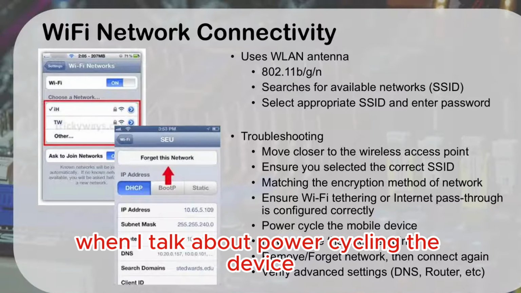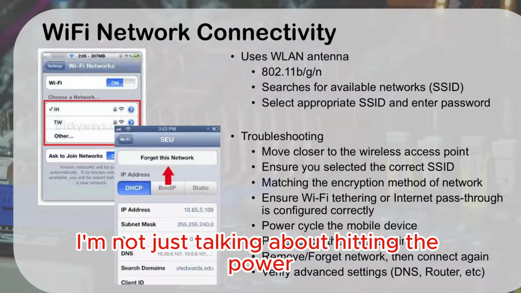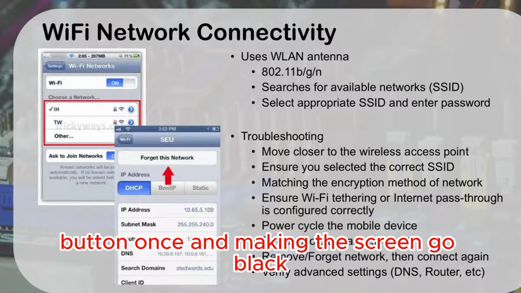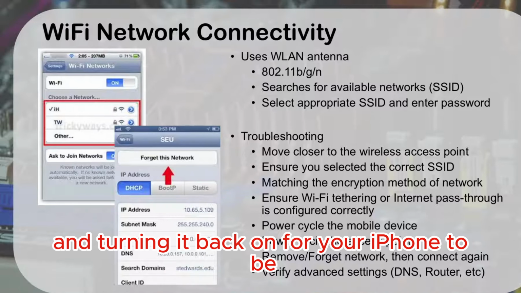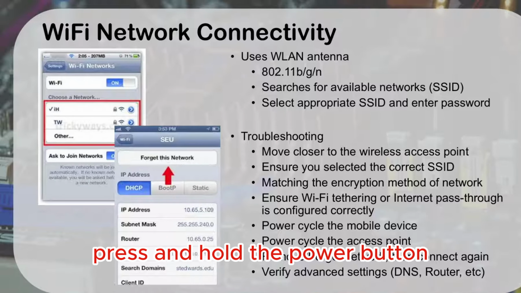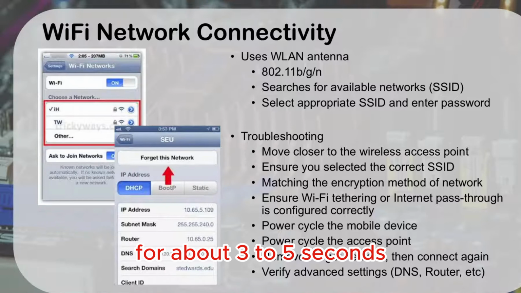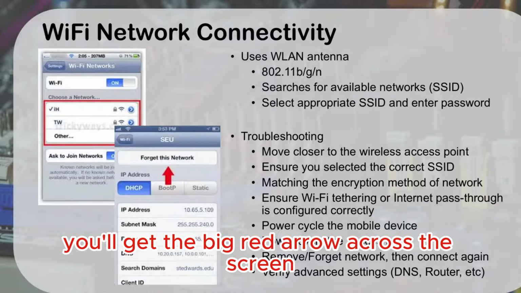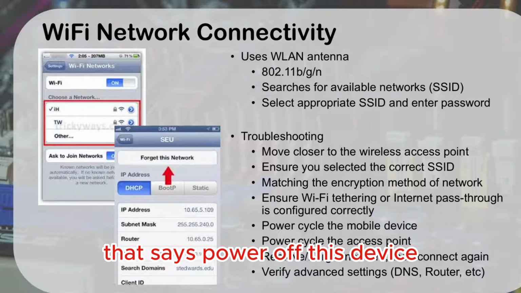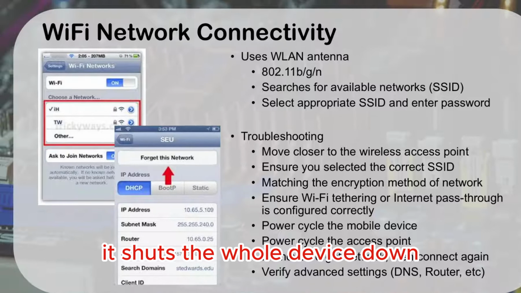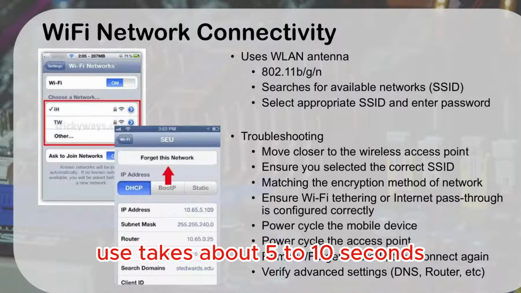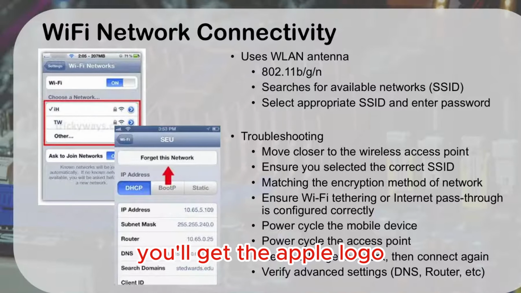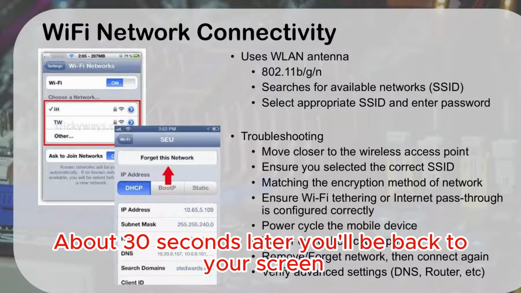So, when I talk about power cycling the device, I'm not just talking about hitting the power button once and making the screen go black. I'm talking about actually shutting down the device and turning it back on. For your iPhone, press and hold the power button for about 3 to 5 seconds, and you'll get the big red arrow across the screen that says power off this device. You slide your finger across it, and it shuts the whole device down. Wait for it to shut down, which usually takes about 5 to 10 seconds. Turn the device back on, you'll get the Apple logo, and about 30 seconds later you'll be back to your screen.